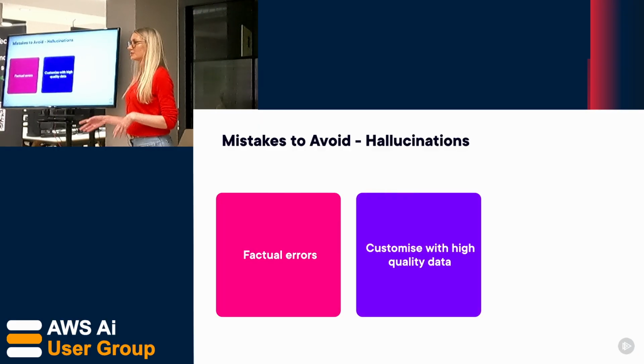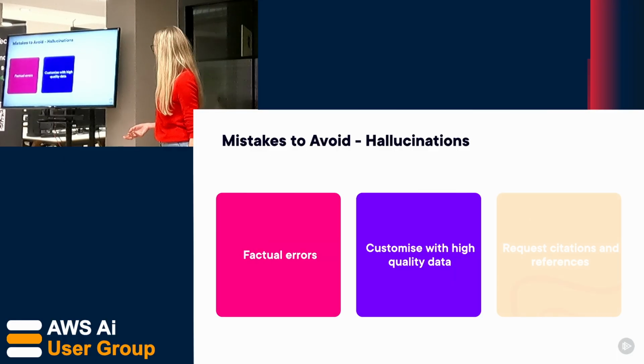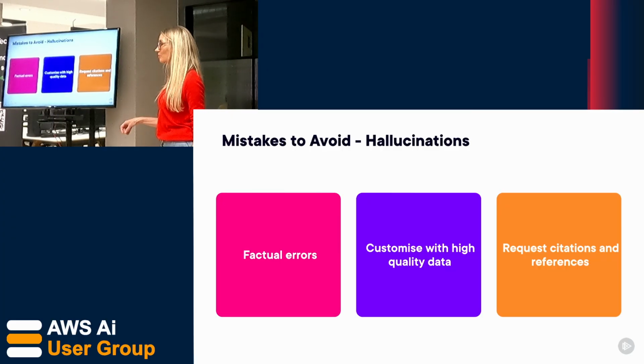So one thing that you can do is make sure that you're customizing it using high quality data, providing data that's actually useful for the problem that you're trying to solve. I think in the context of the Kiro CLI, that means making sure that you're hooking in the right MCP servers, make sure you're referring to the AWS documentation, using AWS best practices, etc. And if there's something that you're in doubt of, or maybe generally is a good practice, requesting citations and references to where it actually got its information from, especially if you're working in production.